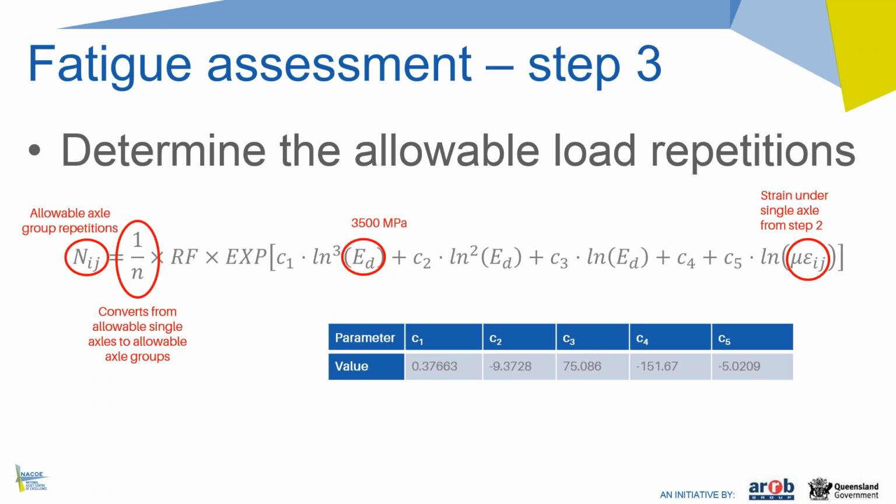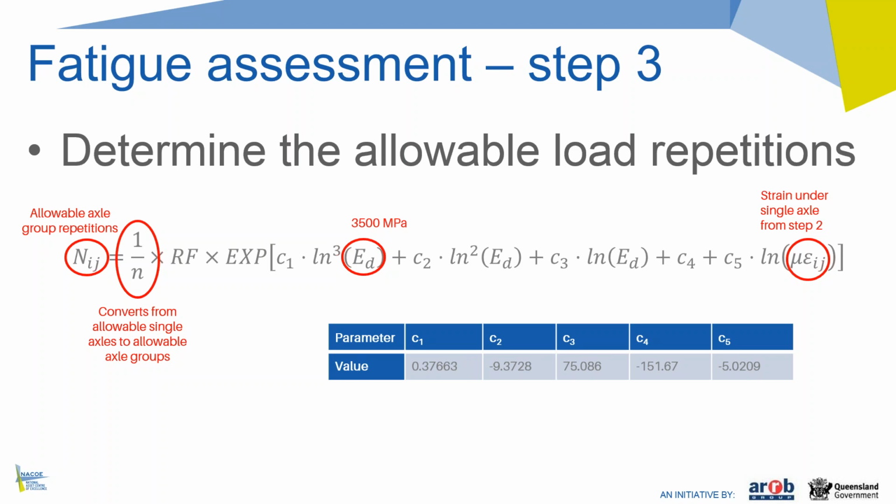So step 3, determine the allowable loading, in this case using the mix-specific fatigue relationship, which is shown there. So we've got the relationship, we've got the C1 to C5 factors which have been determined using the method Eric discussed yesterday. ED is the design modulus, so 3,500 MPa for our asphalt mix. We're using strains under a single axle from step 2, which is the very last term in that equation. Because we want to calculate the allowable load repetitions in terms of axle group loads, we need to divide that total right-hand side of that equation by the lowercase n, which is the number of axles in that axle group. So that's converting from the allowable number of single axles to the allowable number of axle groups.